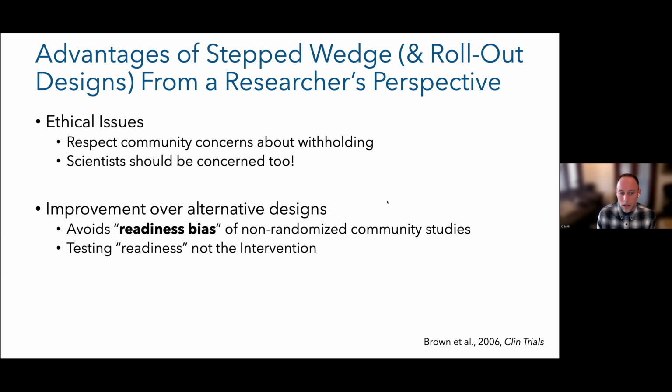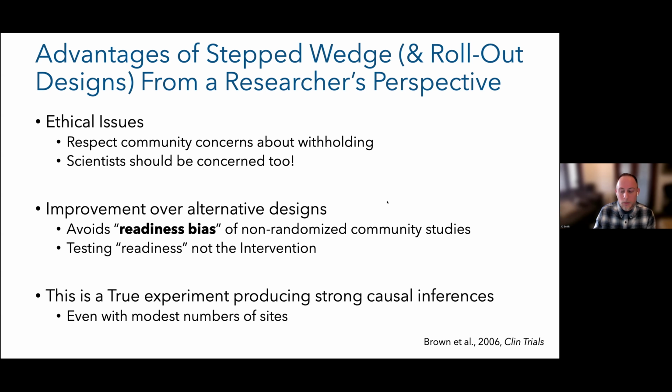So one aspect that's an improvement over alternative designs, and usually when I say alternative designs, I mean more just parallel group randomized trial designs. This trial design can help avoid the readiness bias of non-randomization if you're randomizing to their position in the sequence. And it helps us to actually isolate the test of the effect of the intervention rather than are we just testing people's readiness to start, right? So randomization within these is really helpful for that.